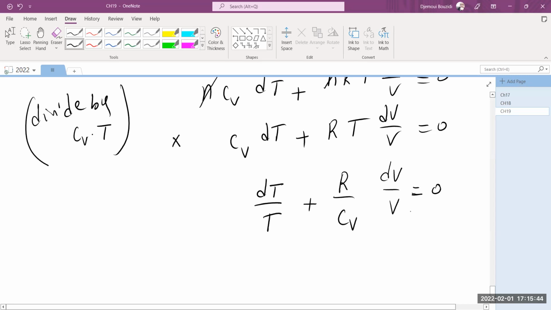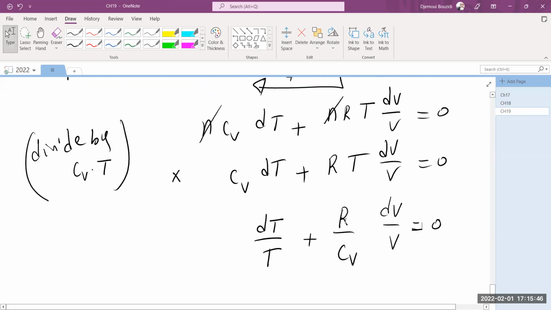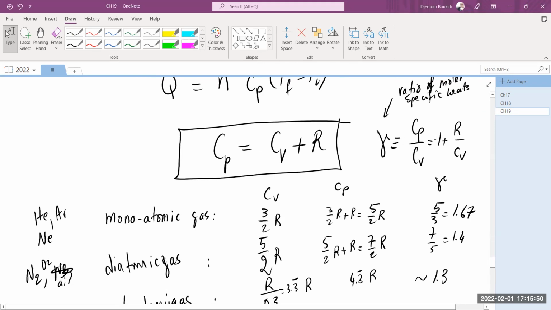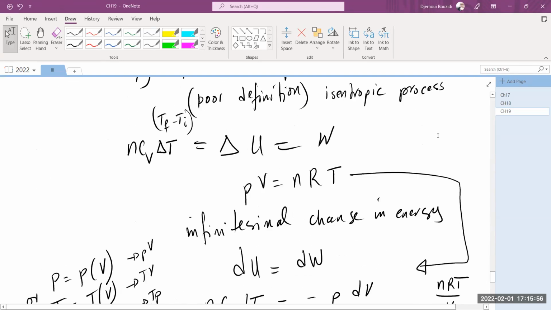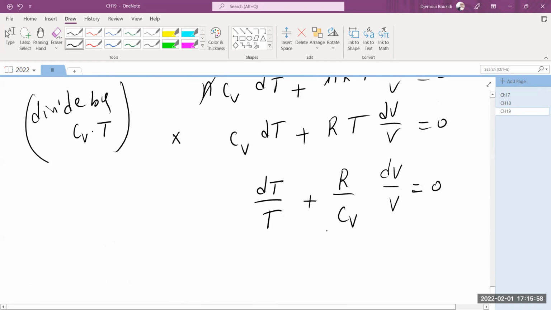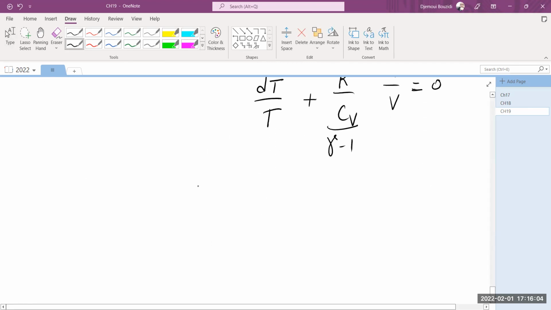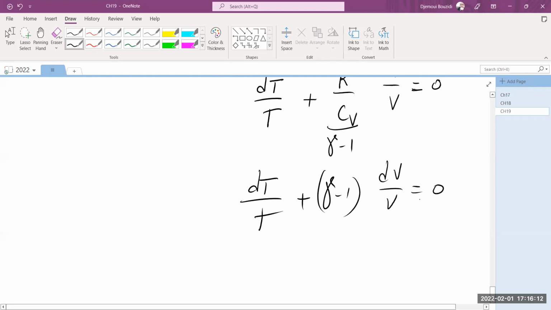We're almost ready for the integration. The only problem is, what is this R over Cv? This R over Cv is just gamma minus 1 from this expression. So this is gamma minus 1. So what I have really, dT over T plus gamma minus 1 times dV over V is equal to 0.